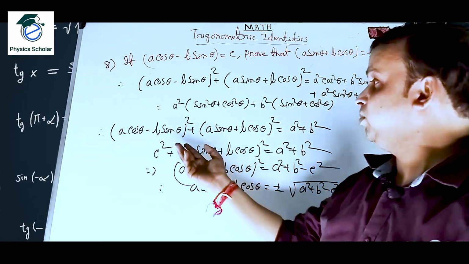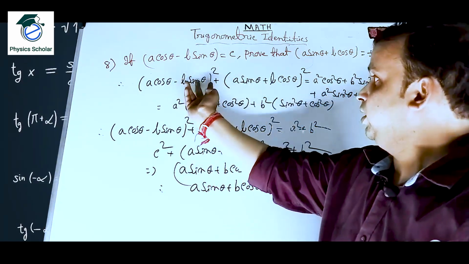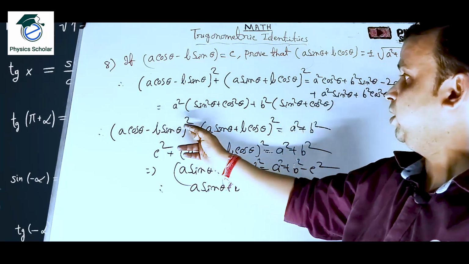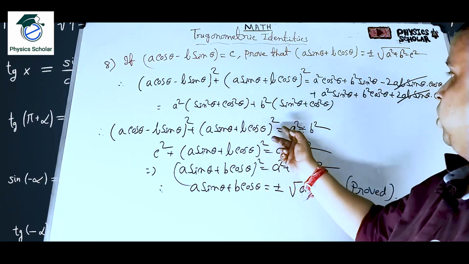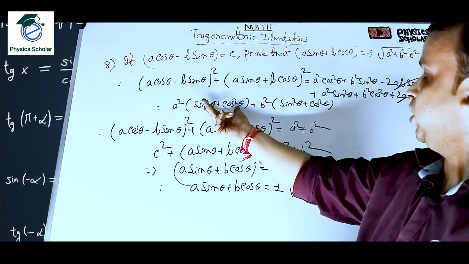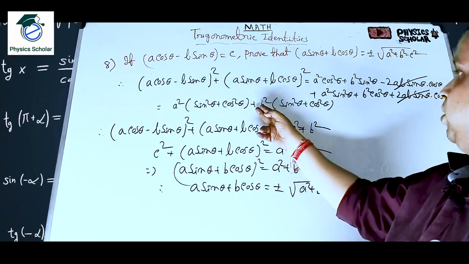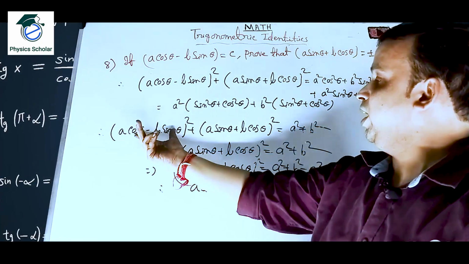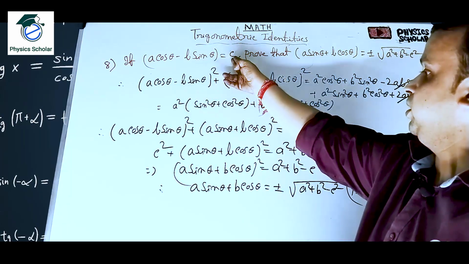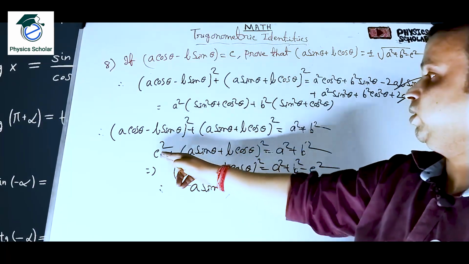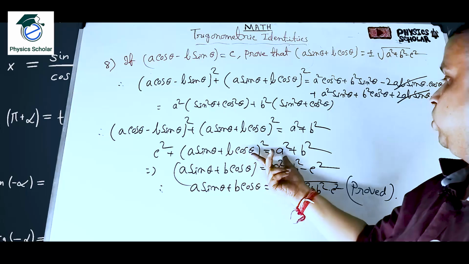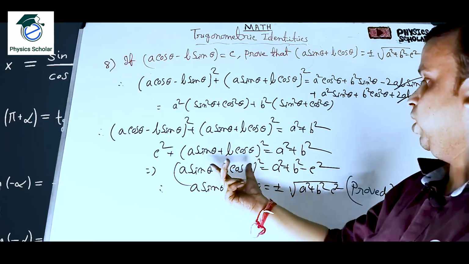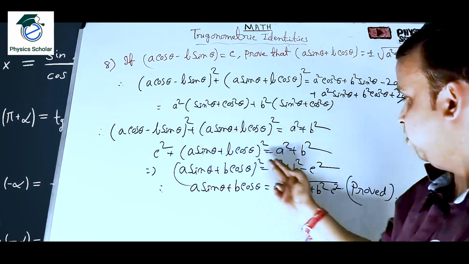So what is given here? (a sin theta plus b cos theta) whole square plus (a cos theta minus b sin theta) whole square is equal to what? a square into (sin square theta plus cos square theta) means 1, that means a square, plus b square into 1, that means b square. Clear? Now this value a cos theta minus b sin theta is given as c, that means it is c square, plus this whole square is equal to a square plus b square. So this whole square is equal to a square plus b square minus c square.